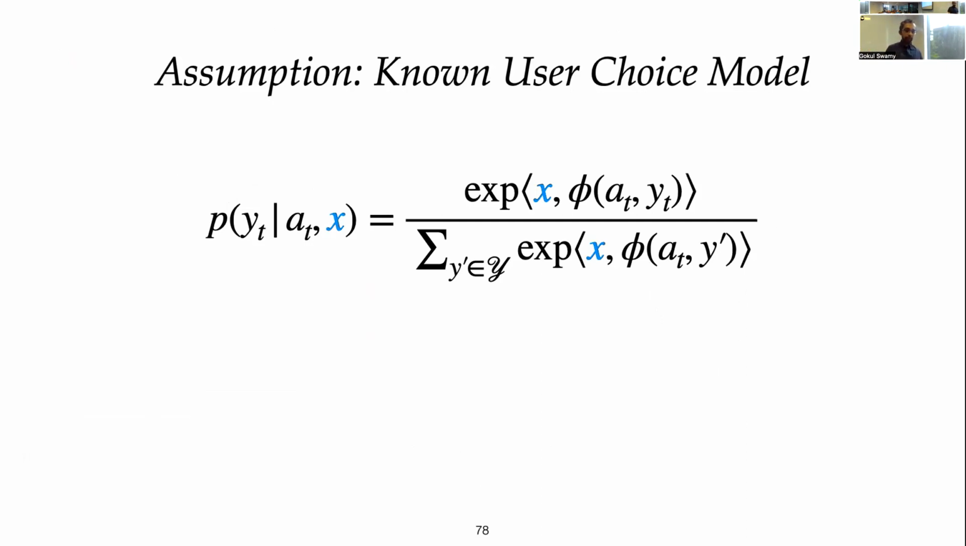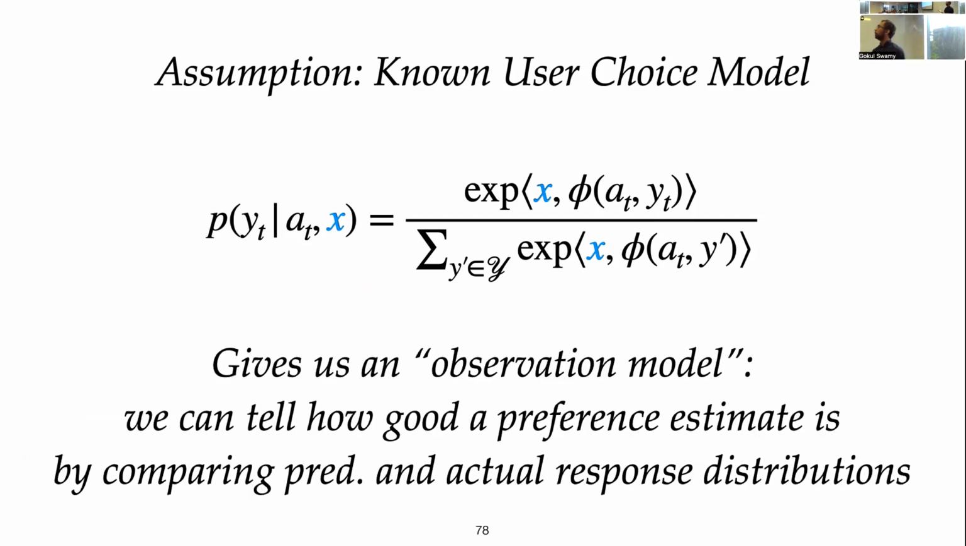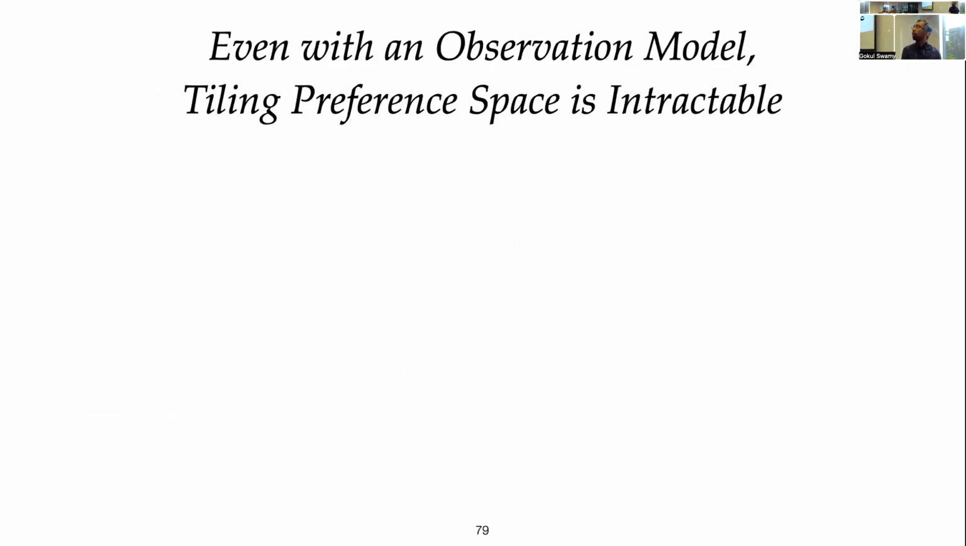A different way of putting the point I just made is that this known user choice model assumption gives us an observation model, in the sense that by looking at the distribution of responses people actually had to some piece of content, we can estimate how good a particular preference vector is, and we can try and adjust it over time to be more accurate. So perhaps the most obvious thing to do here would be, okay, we have an observation model, I'm just going to solve the POMDP. Even with an observation model, though, tiling the preference space is going to be intractable.